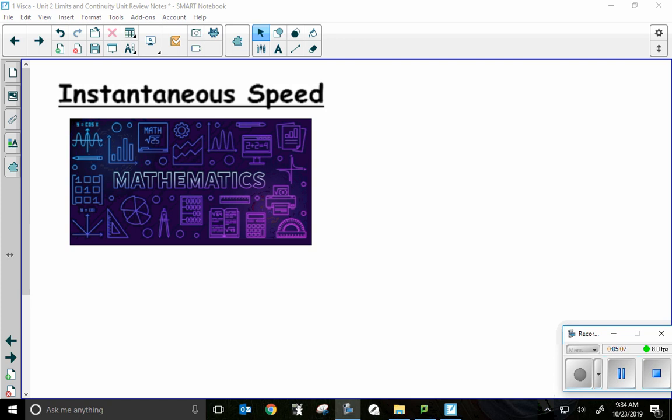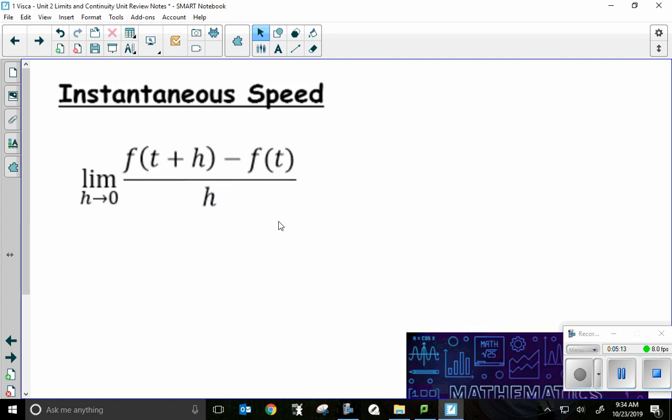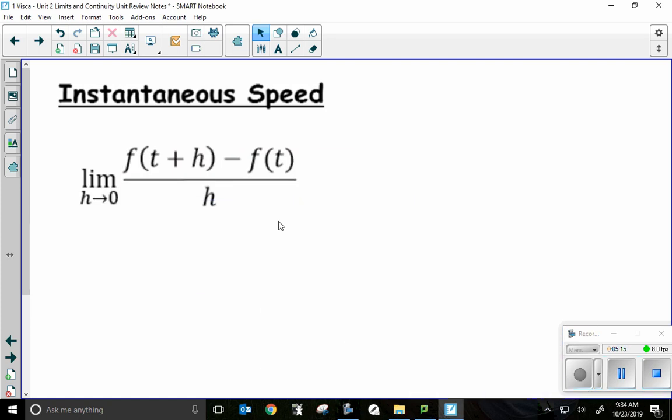After average speed came instantaneous speed. Instantaneous speed is that same rational expression, that same fraction: f of t plus h minus f of t, all over h. But now it becomes a limit, the limit as h goes to 0.